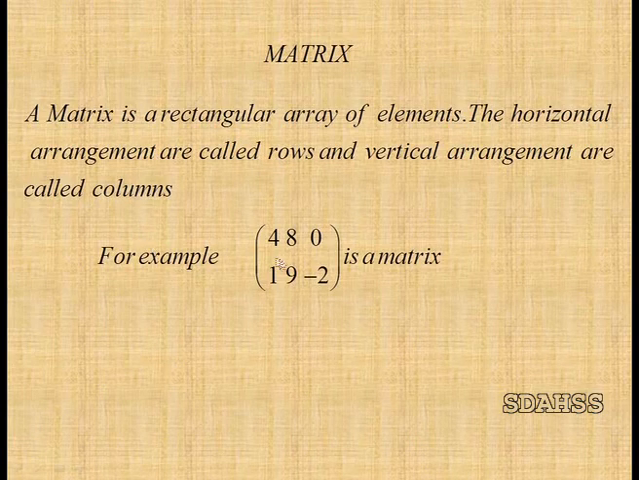For example, 4, 8, 0, 1, 9, minus 2. These are called horizontal arrangements. Horizontal arrangements we call rows. Then 4, 1, 8, 9, 0, minus 2. These are called vertical arrangements. Vertical arrangements are called columns.